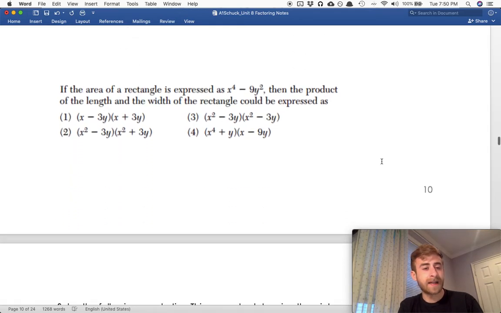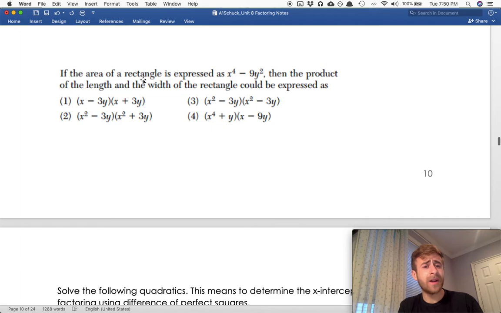All right, next example. If the area of a rectangle is expressed as this weird thing, then the product of the length and the width of the rectangle could be expressed as, well, this just looks like a difference of perfect squares, and then 1, 2, 3, 4 different practice problem, different sample things that I could try multiplying to get there. Now you can do this as I'll FOIL this and I'll double distribute that and double distribute that, FOIL that to see which one gets me there.